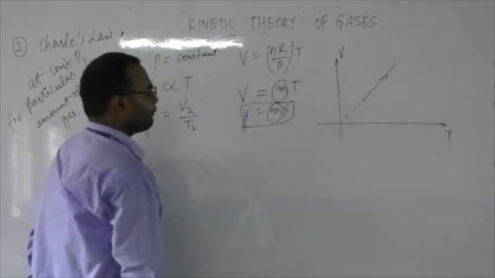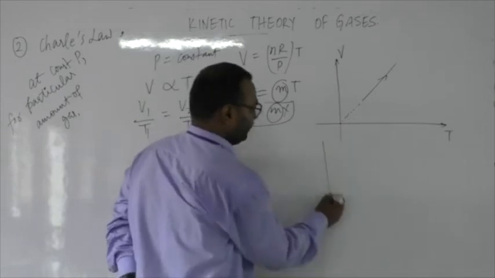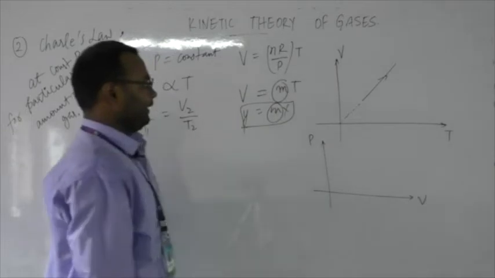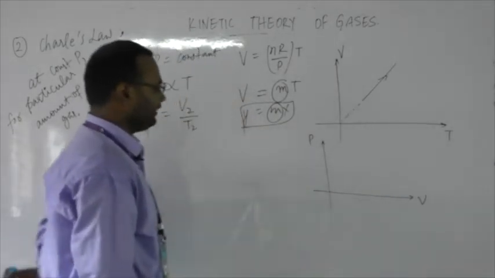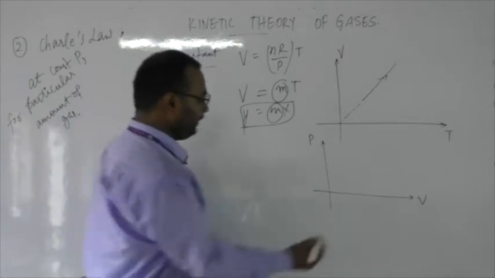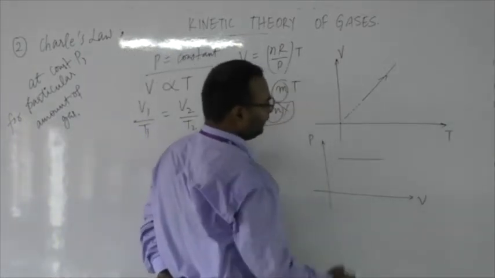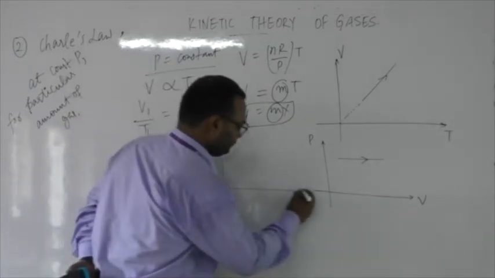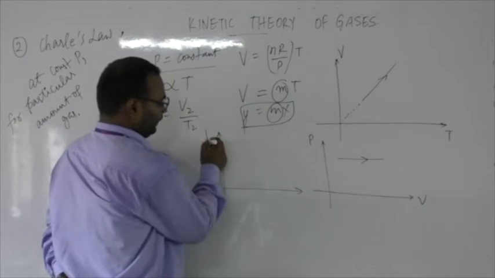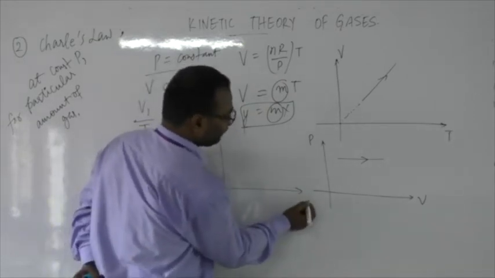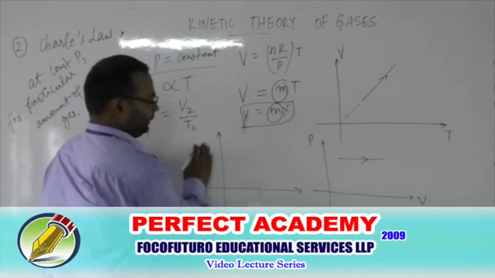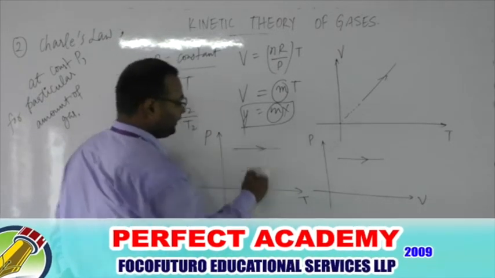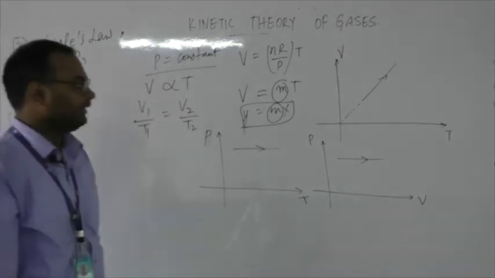Now how to draw the same thing for the P and V curve? Here volume is increasing, temperature is increasing, but P is constant. So P is constant, but volume is increasing, so the arrow goes in this manner. Now again, what about P versus T? Again P is constant and T is increasing. So again this is the curve.